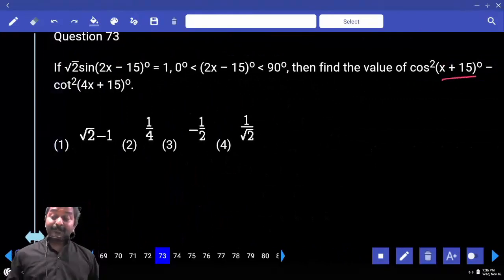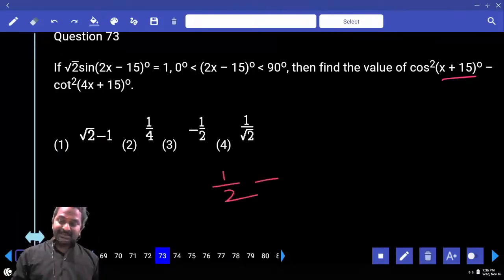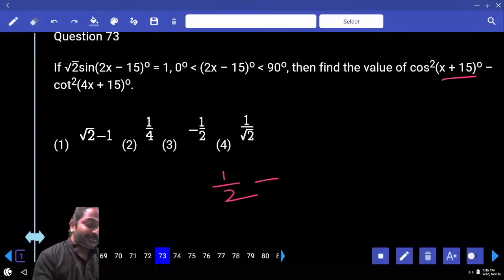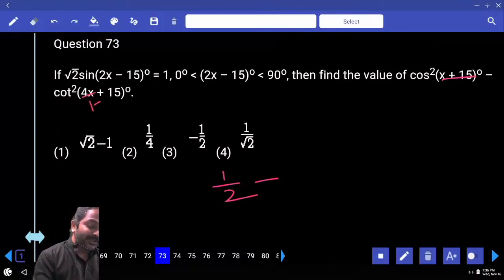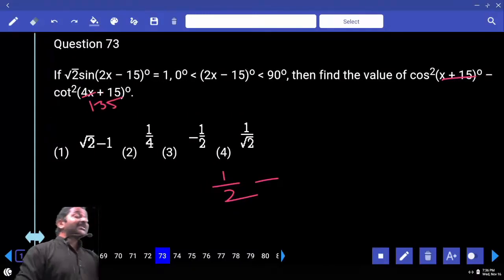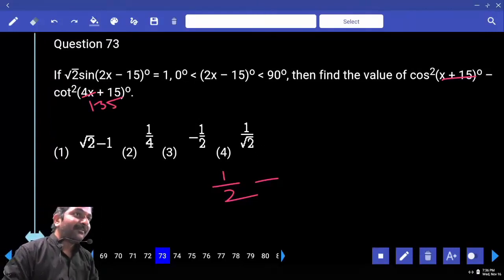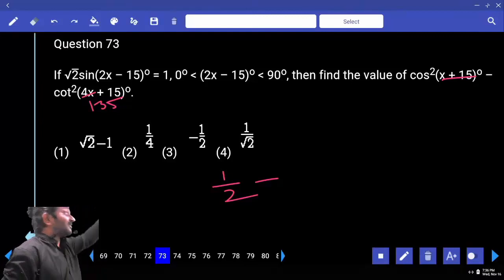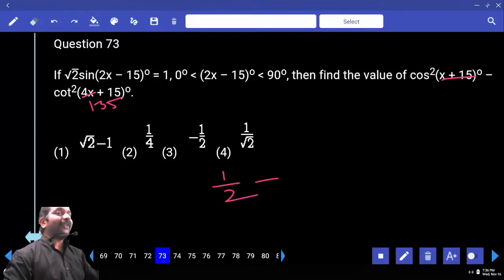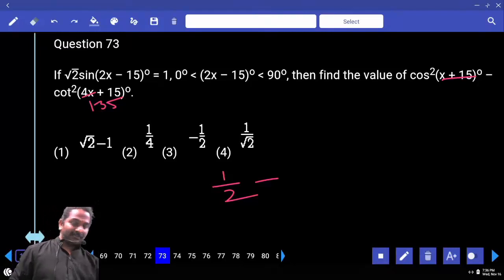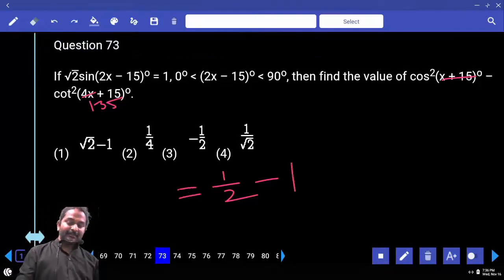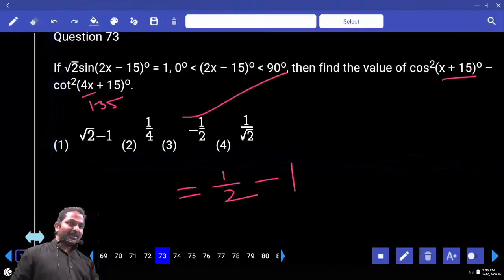30 plus 15 is 45. Cos 45 is 1 by root 2. Cos square is 1 by 2. Minus cot square of 120 plus 15, which is 135. Cot square 135 can be written as tan square 45. Tan 45 squared. The answer is minus 1 by 2.